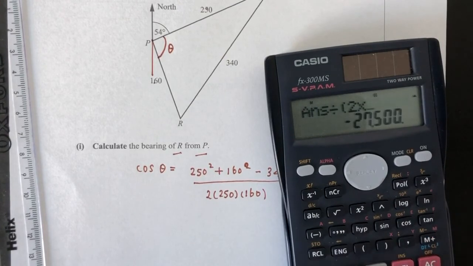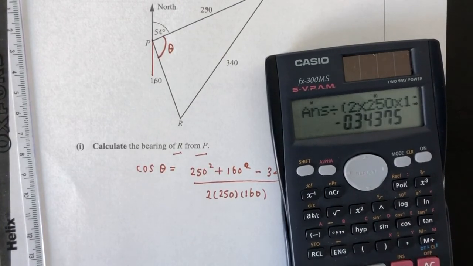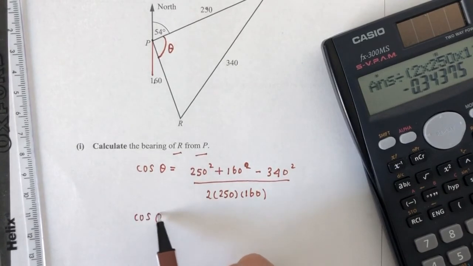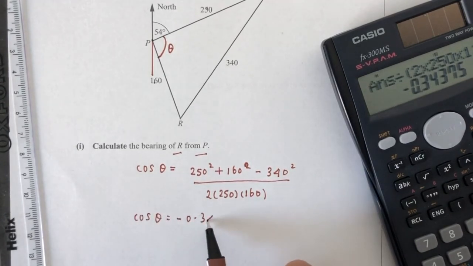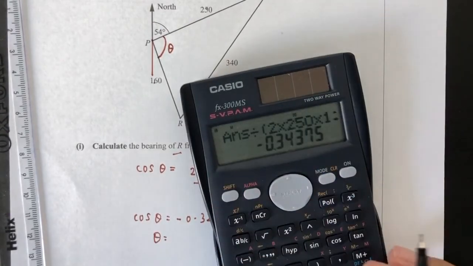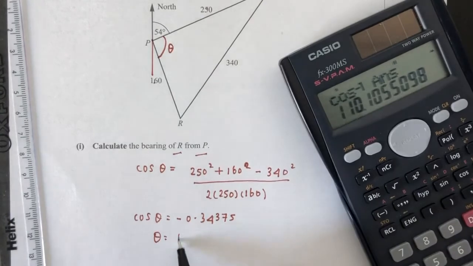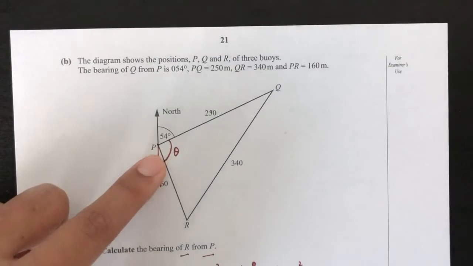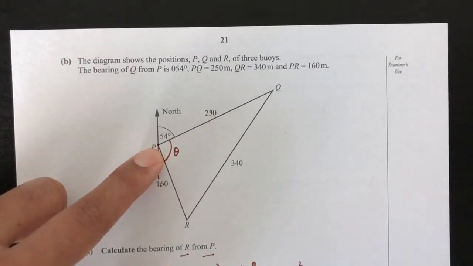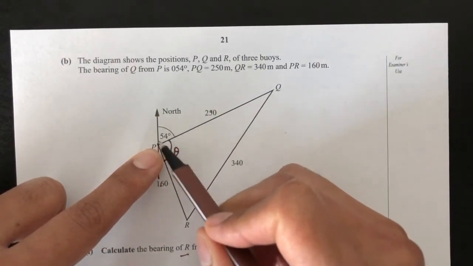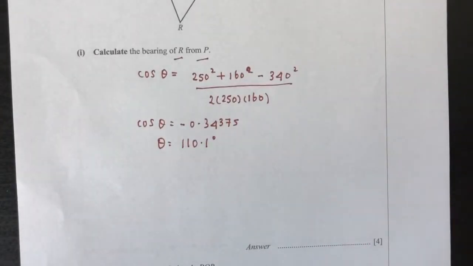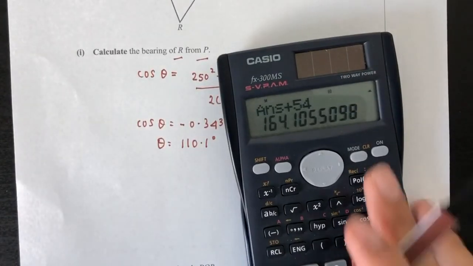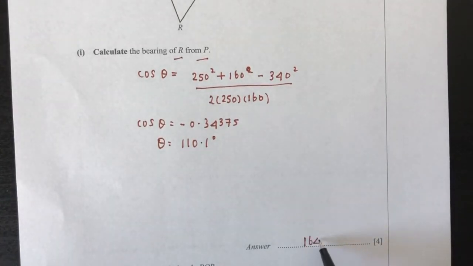Divided by 2 times 250 times 160. So cos of theta is minus 0.34375. So this will be the angle. So cos inverse, that'll be 110.1 degrees. So your angle bearing of this from P is given to you by this angle, which is 54 plus this. So this plus 54, that should give you 164.1 degrees. That is the bearing.